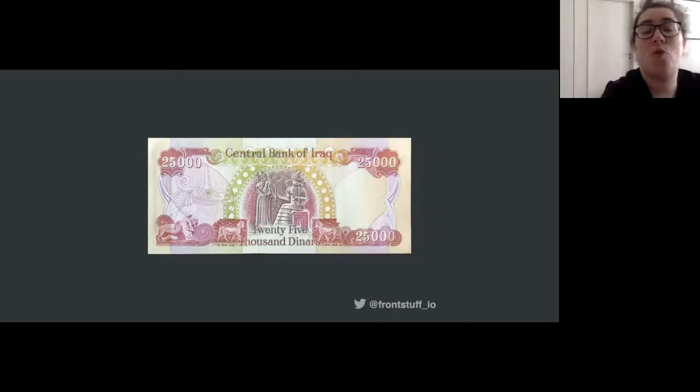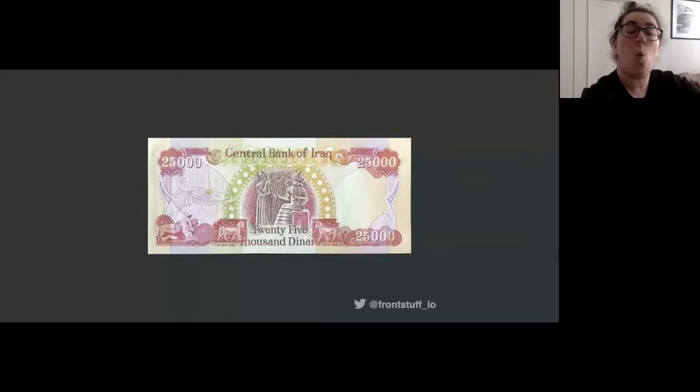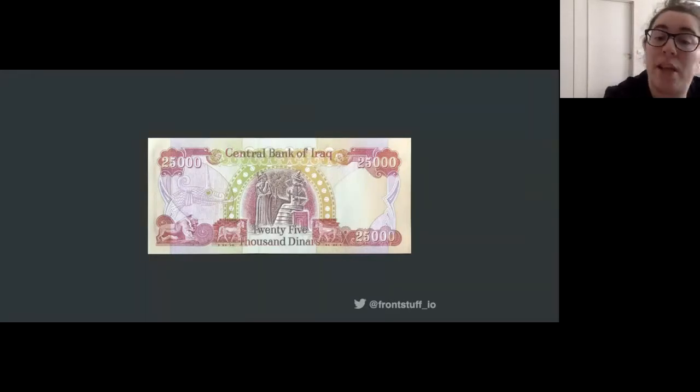This is the Iraqi dinar. This is the official currency of Iraq. It's a regular decimal currency. But unlike the US dollar or the euro, one Iraqi dinar is composed of 1,000 fils. Fils are the minor currency unit of an Iraqi dinar. And that means that the exponent of the Iraqi dinar is 3 and not 2.